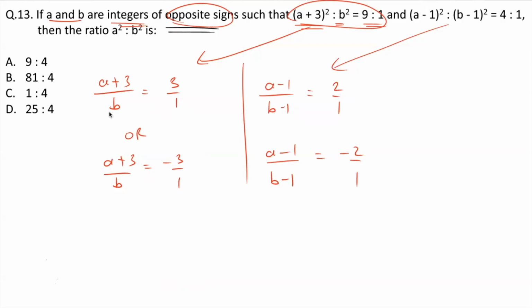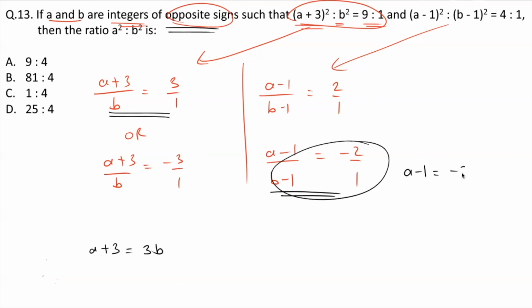Okay, guys, the next combination we check is this and this. So the first equation basically gave us a + 3 = 3b. And the second equation gave us a - 1 = -2b + 2. So a will be -2b + 3. And again, this we put in the first equation. So in place of a, I will put -2b + 3 = 3b. If you take -2b to the right-hand side, you get 5b = 6. Not possible because b won't be an integer. So we ignore the second solution also.